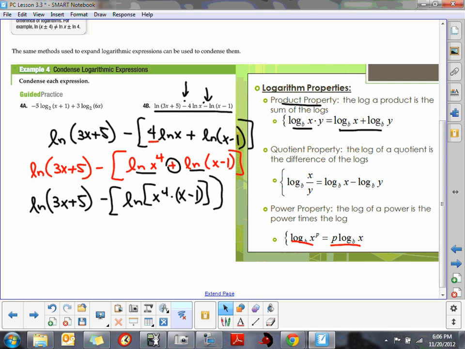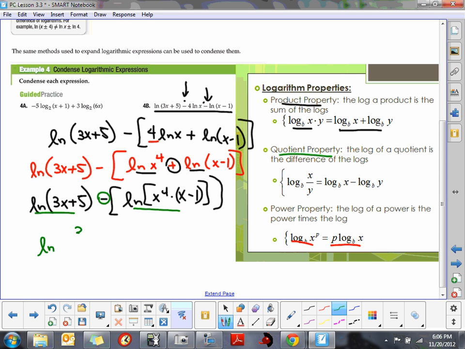Now, going to the next step, I see a subtraction. Whenever I see subtraction, I think here's an exponent, there's an exponent. Whenever we subtract exponents, I need to think of the quotient property. The difference of two logs is equal to the log of the quotient. So we're going to rewrite this as the quotient of 3x plus 5. Since I'm going to put in a fraction bar, the parentheses are no longer needed since they're implied grouping symbols as soon as I do the fraction bar, of x to the 4th times x minus 1.